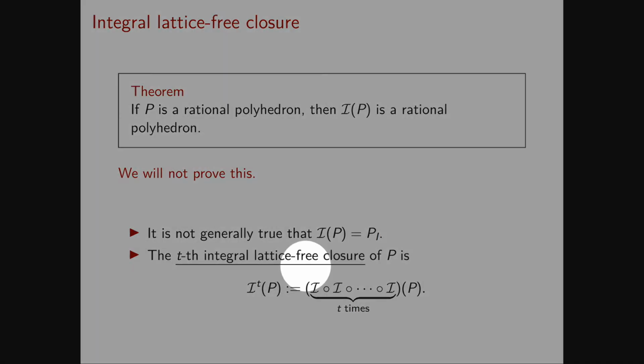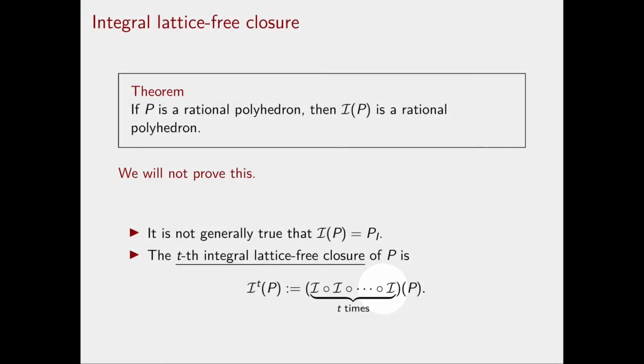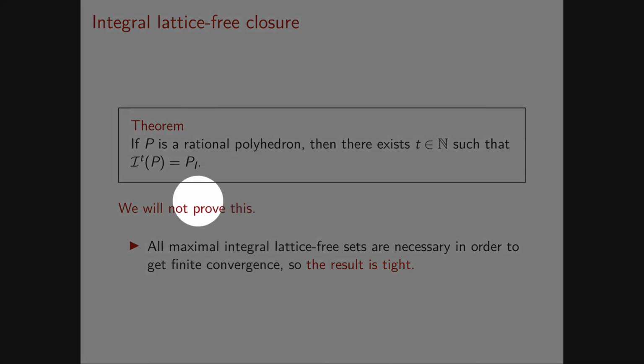Therefore, we define the integral lattice-free closure number t for any natural number t, and it's simply defined by taking recursively t times the integral lattice-free closure of our polyhedron P. We're finally ready to state our finite convergence result. If P is a rational polyhedron, then there exists a finite number t such that the integral lattice-free closure number t is equal to the mixed integer hull.